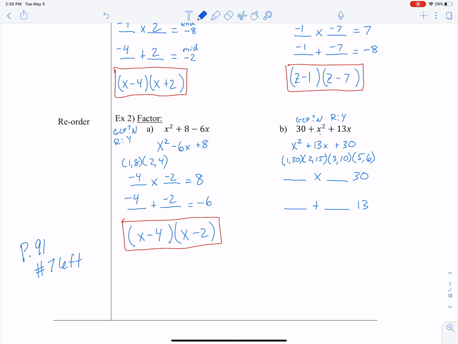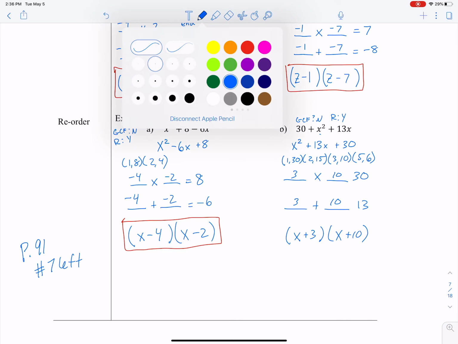Okay, so how are we going to get numbers that add up to 13? We're going to look at these and see, do any of these add up to 13? So 30 and 1, no. 2 and 15, no. 3 and 10, yes. So we can write 3 and 10. 3 times 10 gives us 30. 3 plus 10 gives us 13. So our brackets this time, we write our letter in the front, x, so x plus 3, x plus 10. And that's our final answer.